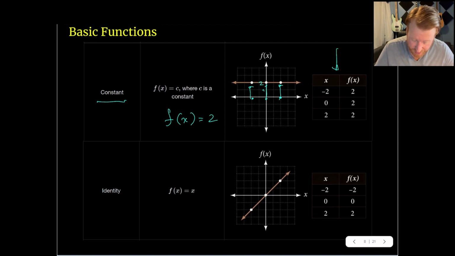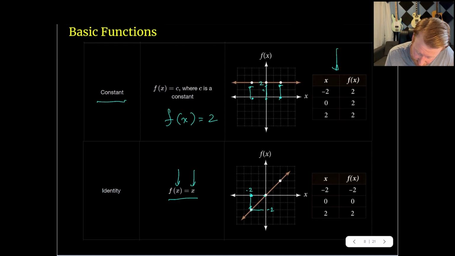The next example is the identity function, which is f of x equals x, which means that whatever the input is, the output is exactly the same. And we can see over here in our example, if we look at negative 2, that's being sent to negative 2. 0 is being sent to 0.